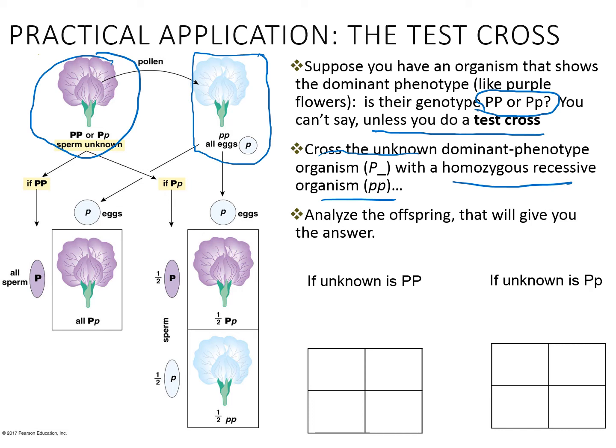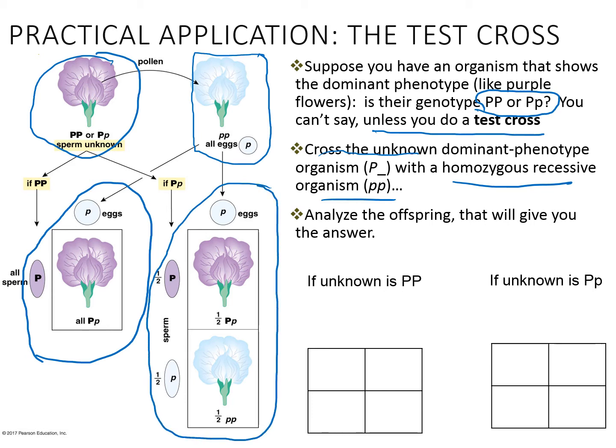So we cross them. And if all the offspring are purple, like shown here, then it must be that the unknown parent is big P, big P, homozygous dominant. If, on the other hand, we get at least one white flower, then we can say that the purple unknown flower must be heterozygous. So if you want to do this in Punnett square form, we can do it like this.